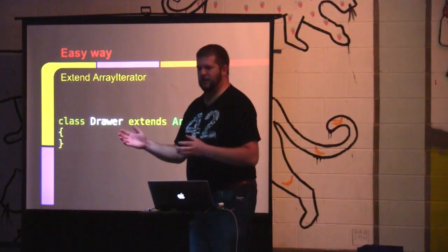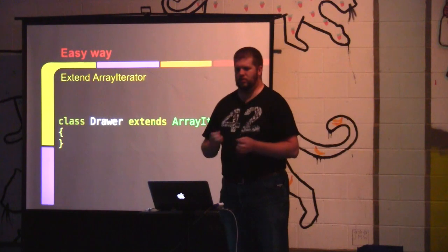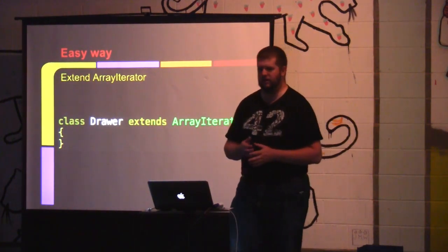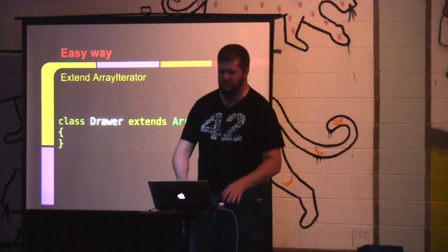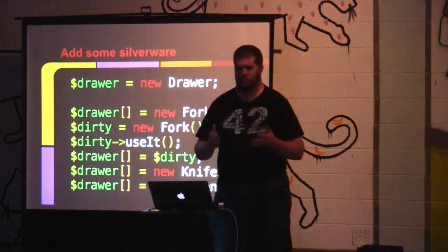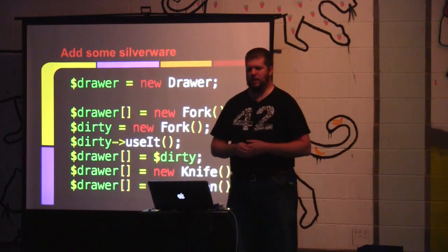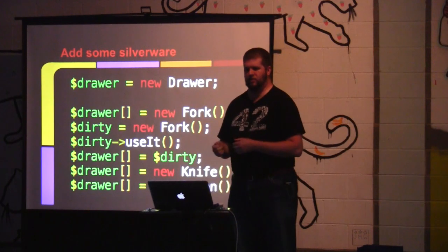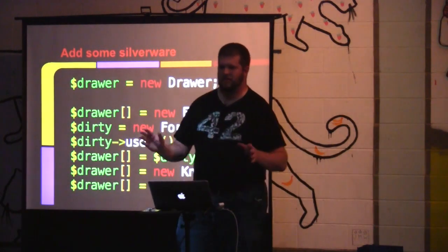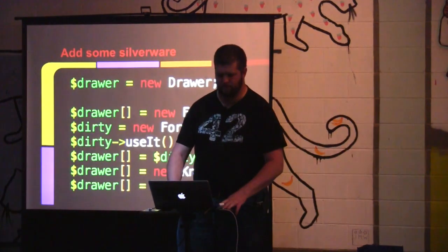So the easiest way to do all of this is just extend array iterator. All that other stuff I had as far as add utensil and all that, I don't have to write any of it if I just extend array iterator. So when I do that, I'm allowed to do this. I create my new drawer, I add a fork to it, I create a dirty fork, I add the dirty fork to it, I create a new knife and a new spoon, and I put those in the drawer as well. All of that for free just by extending the array iterator.